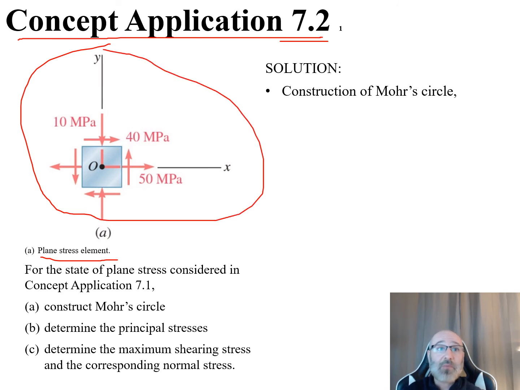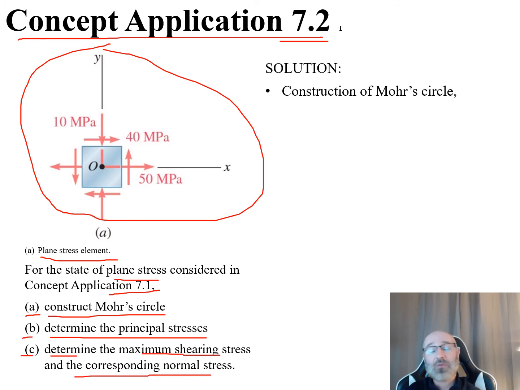And they tell us in this problem that for the state of plane stress considered in application 7.1, they want us to do three things. Within these three things, we're going to have part A, a different part here, where we construct Mohr's circle. Then we're going to use that to determine our principal stresses, and then in part C, determine our maximum shearing stresses and our corresponding normal stresses. So they're still asking us in B and C to solve for similar things we did in concept application 7.1. The difference now is at the beginning, for part A, we're going to construct Mohr's circle in order to do that.